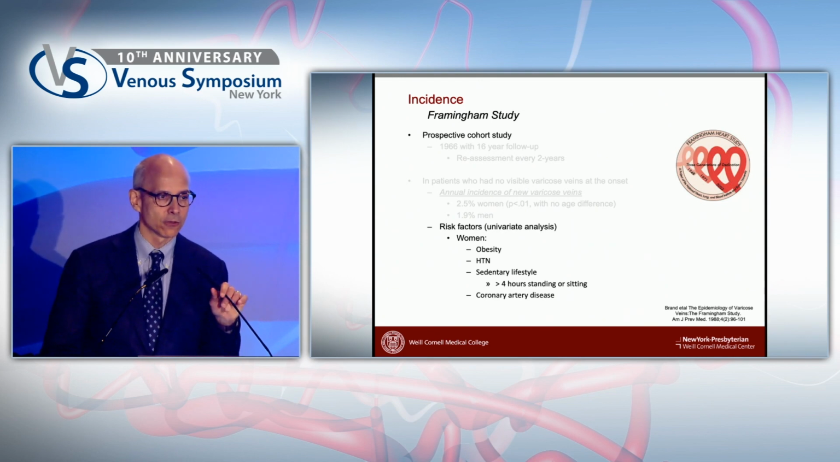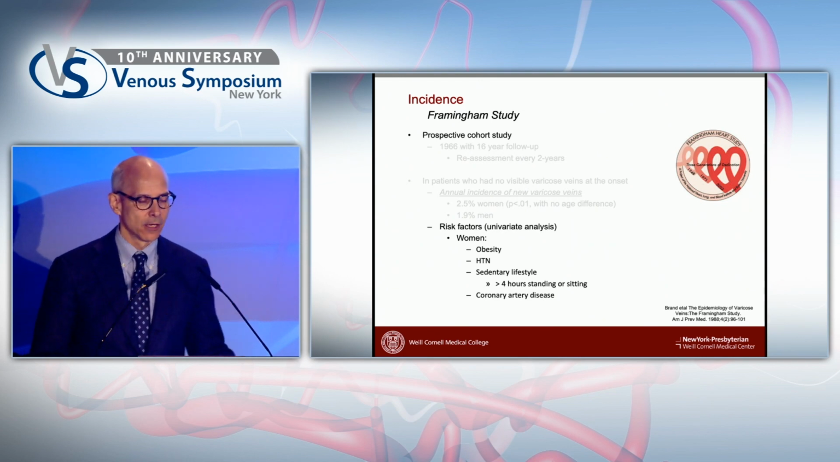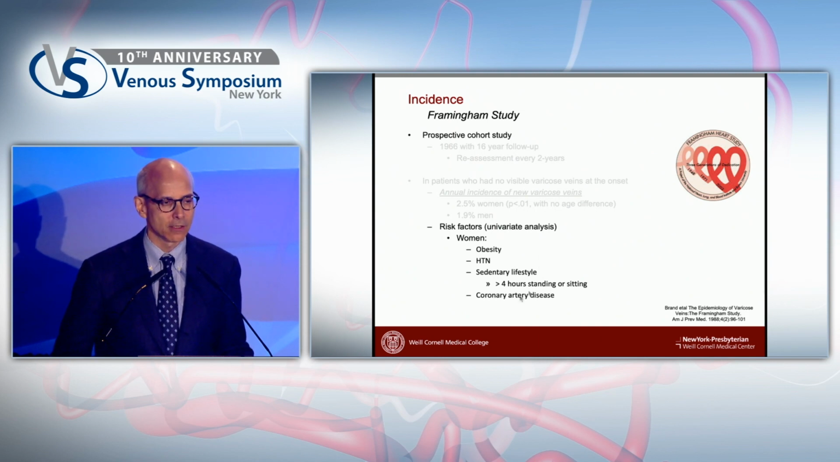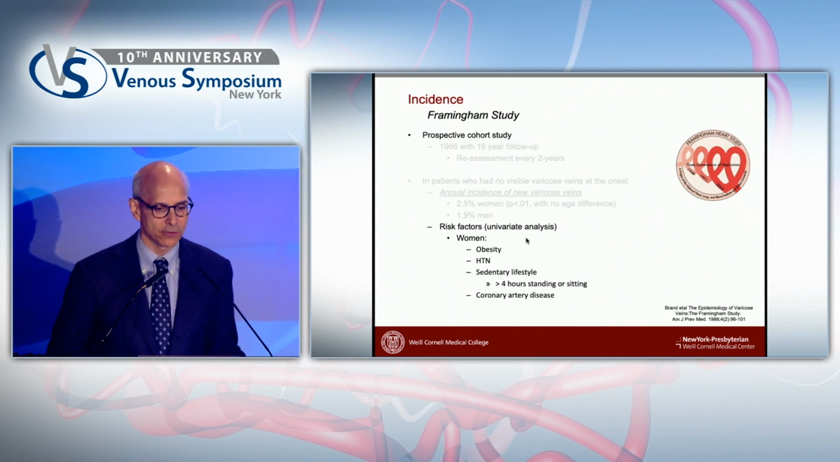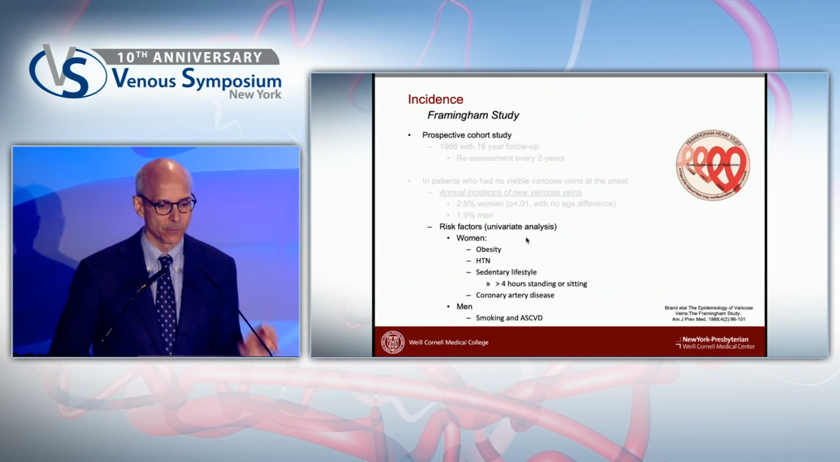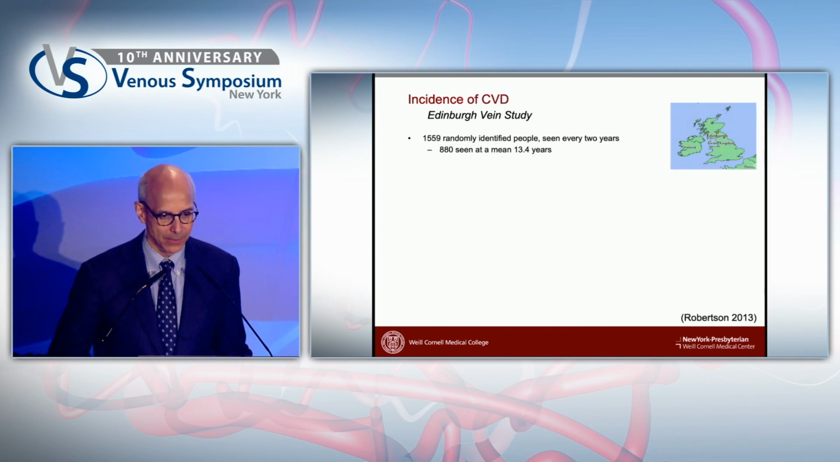And the risk factors on univariate analysis for the development of varicose veins in women were obesity, sedentary lifestyle, hypertension, and coronary disease. The same conglomerate of risk factors for cardiovascular disease in general, sort of resonating with what we've heard a little bit earlier. And for men, it was atherosclerotic disease and smoking.